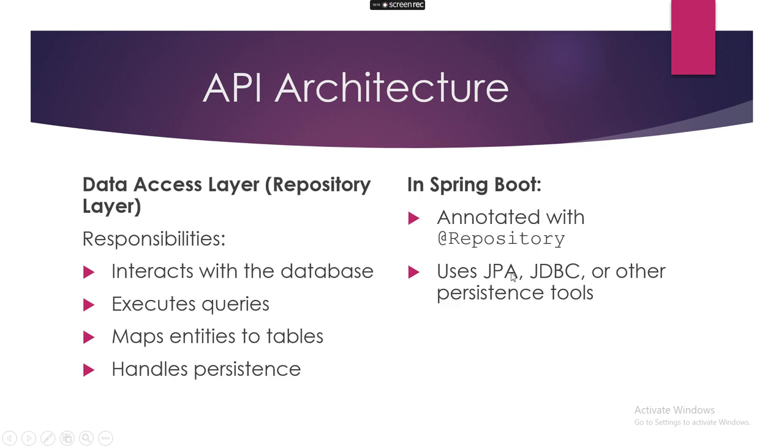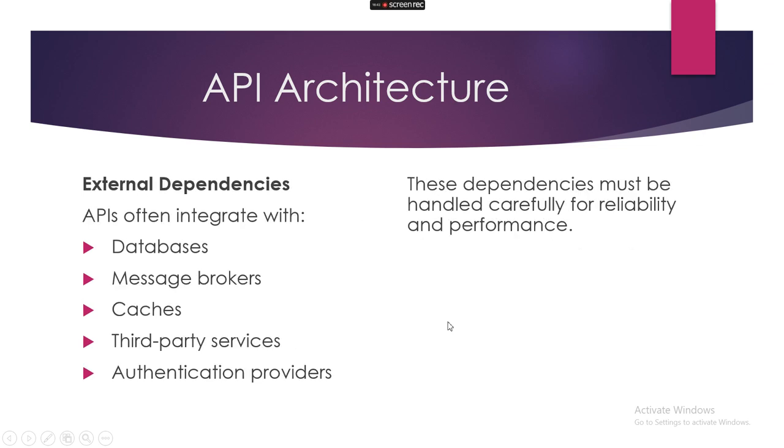The data access layer, which is also called the repository layer, its responsibilities include interacting with the database, executing queries, mapping entities to tables, and handling persistence. In Spring Boot, we annotate these layers with the @Repository annotation. It uses JPA, JDBC, or other persistence tools. Right, so yeah, we're going to see that later in this particular series.